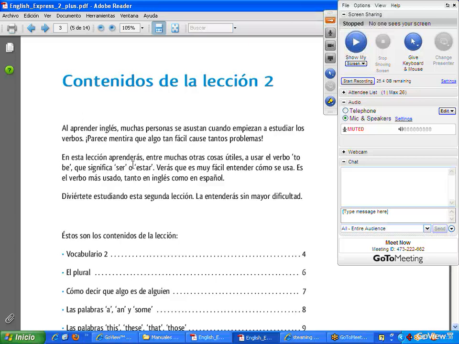see, among other useful things, how to use the verb to be. In Spanish, ser or estar. You'll see that it's easy to understand and to use. It is the verb in English and in Spanish that is most used.